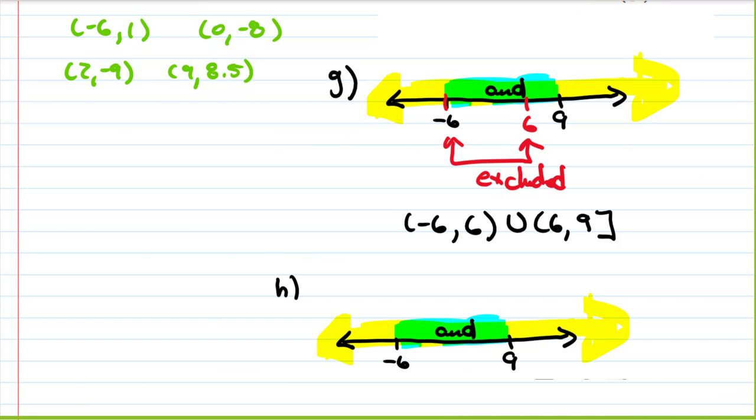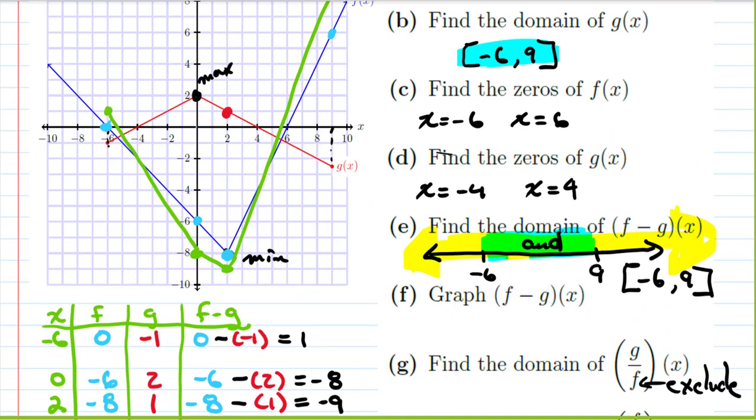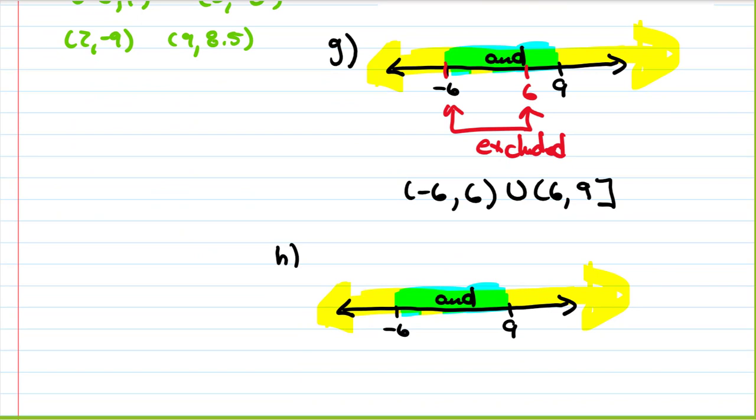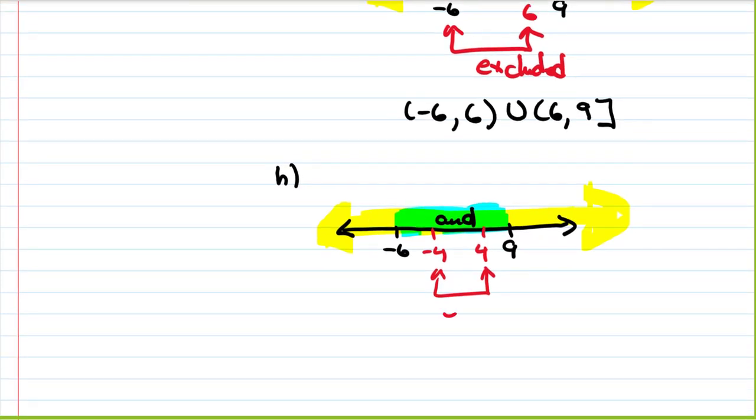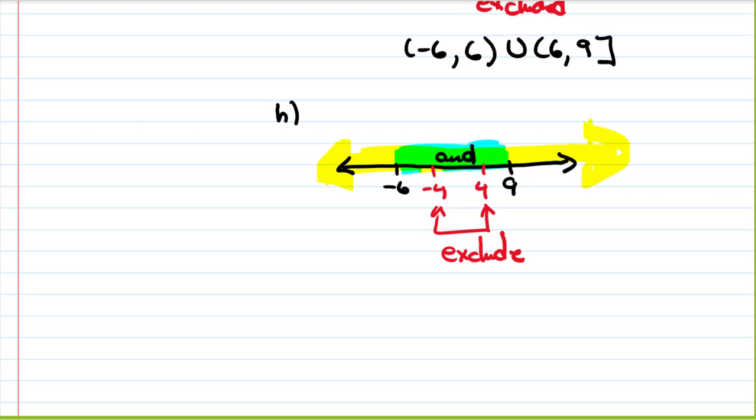But instead of excluding the zeros of f for h, we need to exclude the zeros of g. Well, what were the zeros of g? The zeros of g were -4 and 4. So if we exclude those values, -4 and 4, then we're going to end up with the following for our domain, which is from -6 to -4, unioned from -4 to 4, unioned from 4 to 9 included. So the things that we're excluding get the rounded parentheses as they're not included.